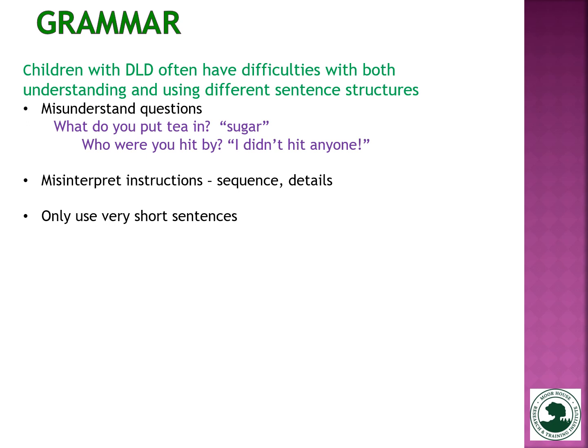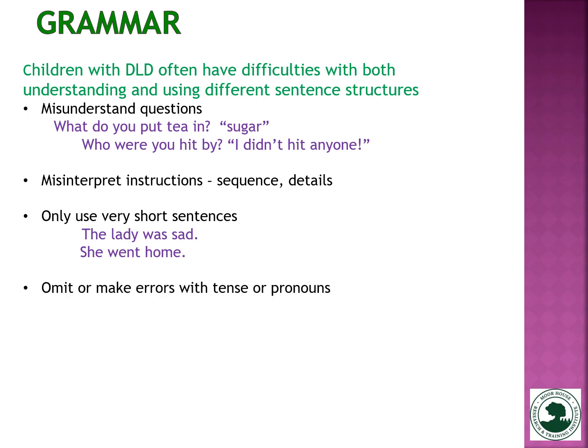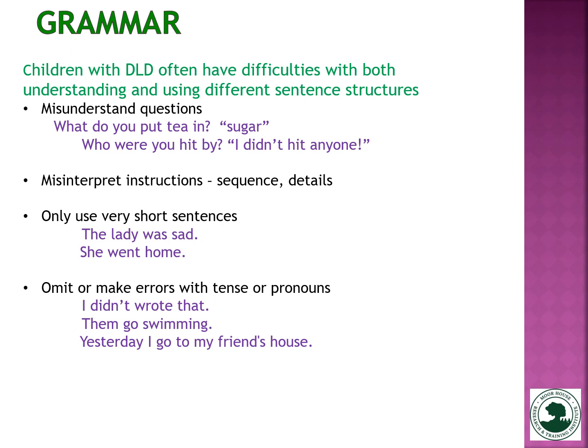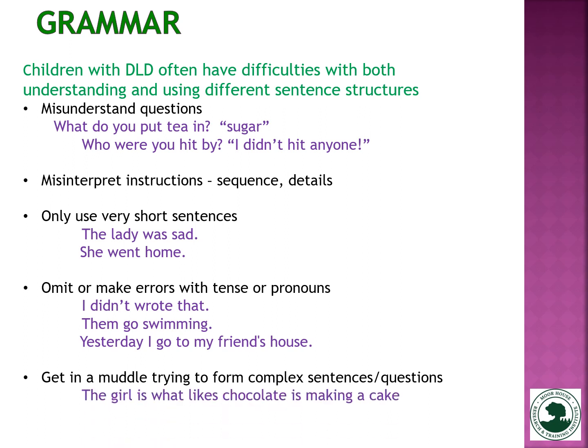They may only use very short sentences. The lady was sad, she went home. They might omit or make errors with tense or pronouns. I didn't wrote that, them goes swimming, or yesterday I go to my friend's house. They often get in a muddle trying to form complex sentences or ask questions. For example, the girl is what likes chocolate is making a cake. And finally, they may frequently restart sentences or make false starts.